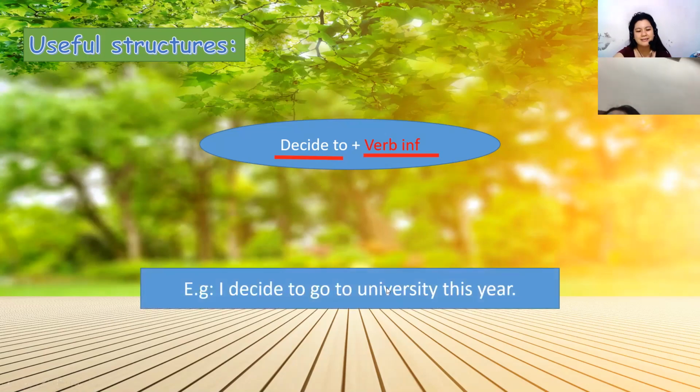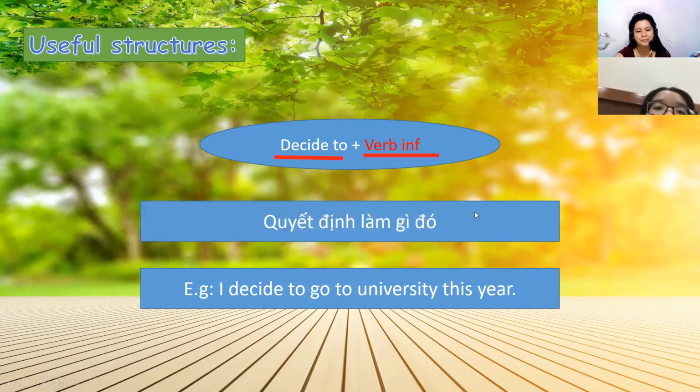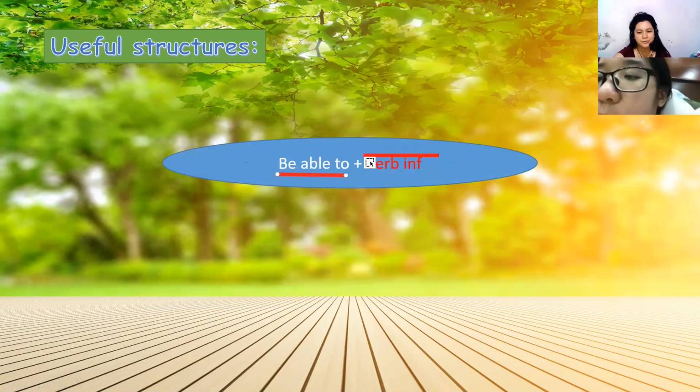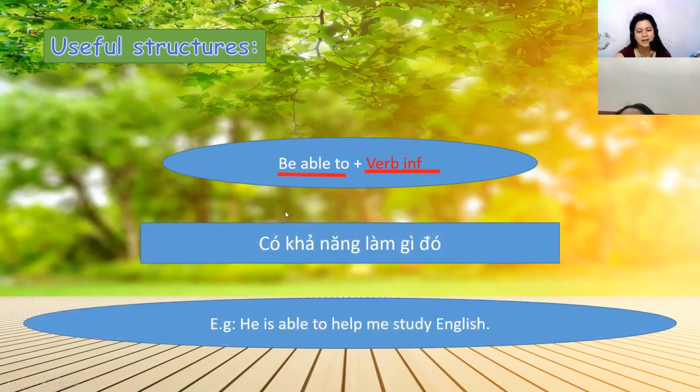Now, I decide to go to university this year. That's an example. Now, this time, make a sentence using be able to, and then add the verb. Here's an example. He is able to help me study English.